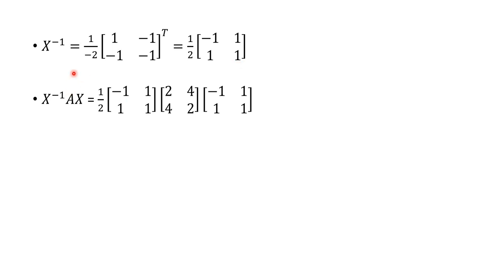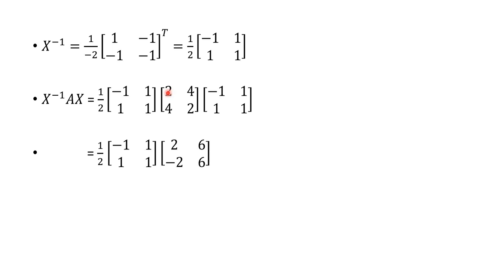Then for diagonalizing, you take the product X inverse A X. That is 1 by 2 into -1 1 1 1 is the inverse, and the given matrix A is 2 4 4 2, and X is -1 1 1 1. Then you take the product. We have that equal to 1 by 2 into this matrix -1 1 1 1. You take the product of the last two matrices.